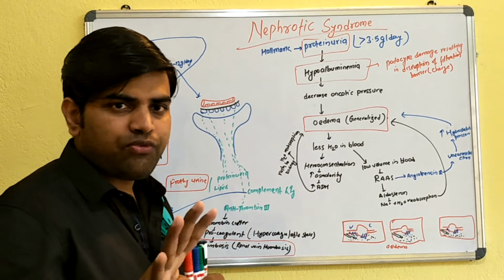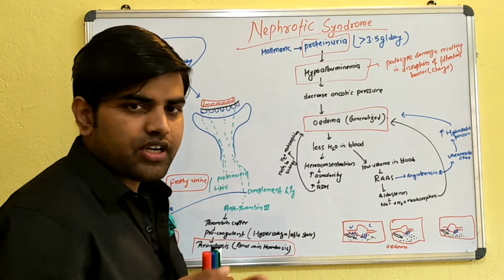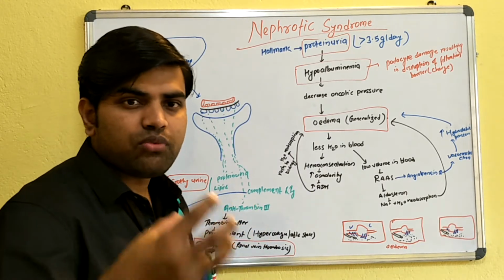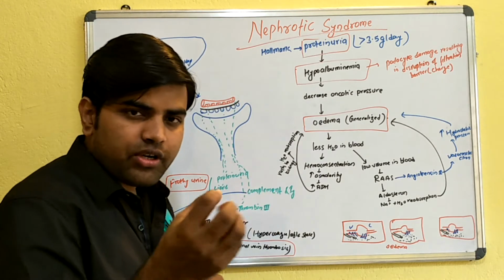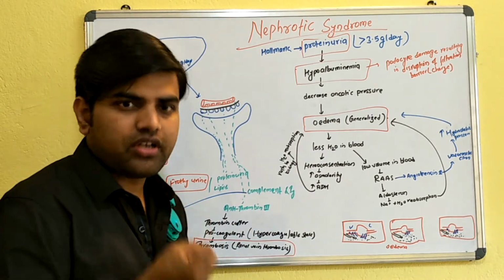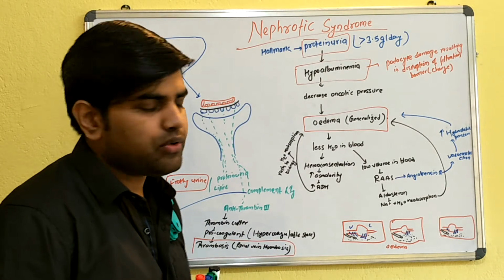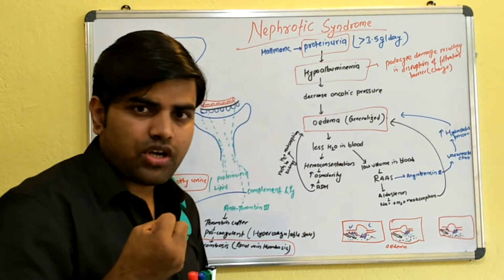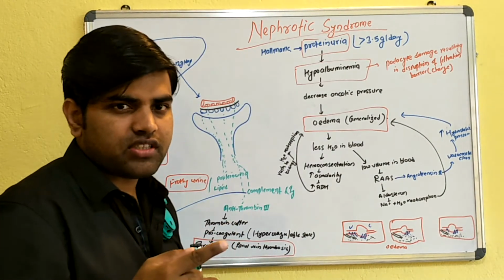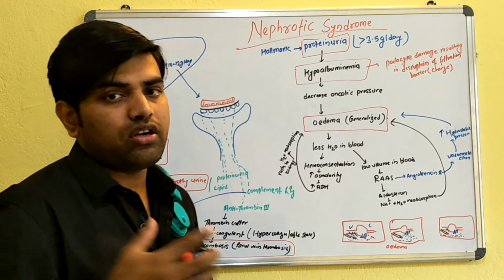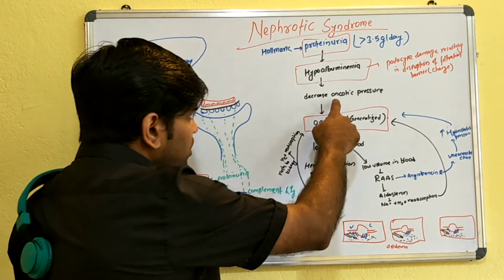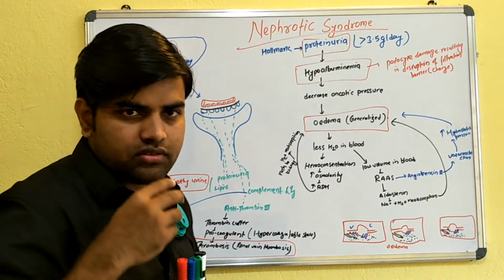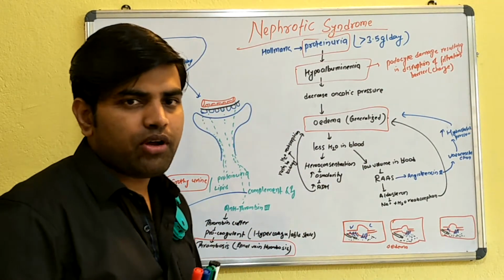There are four forces that apply on it. One is hydrostatic pressure and one is oncotic pressure. Hydrostatic pressure tries to push the fluid out of the capillaries, whereas oncotic pressure tries to hold the fluid, to suck down the fluid. That is important. If the oncotic pressure goes down, the pressure difference increases and edema occurs. Due to the decrease in oncotic pressure, there will be leakage of fluid from the capillaries and edema will develop.